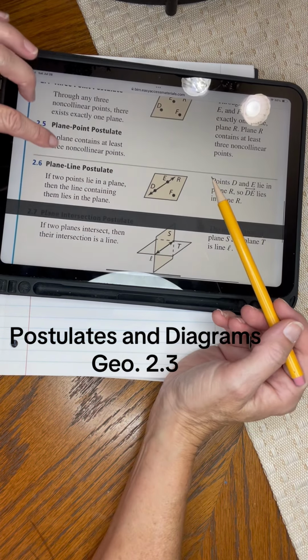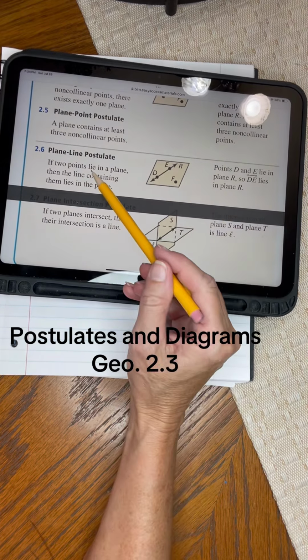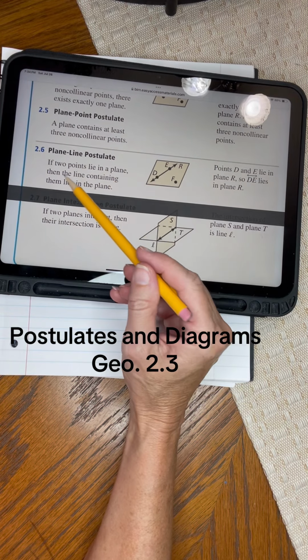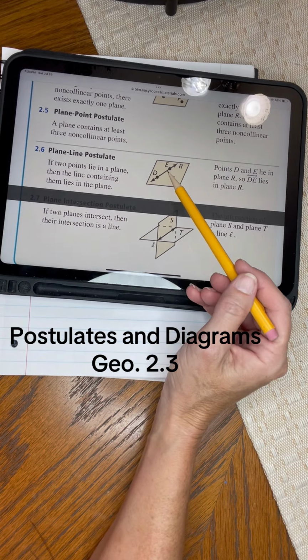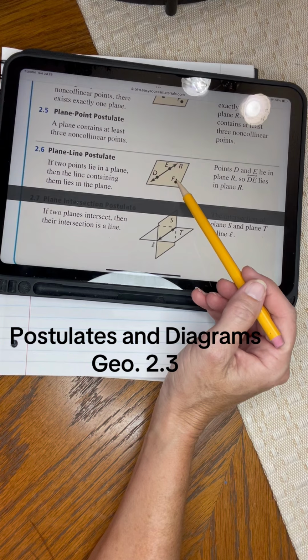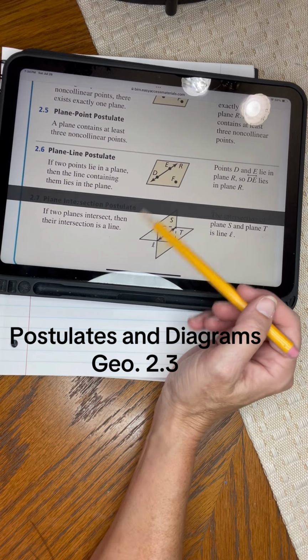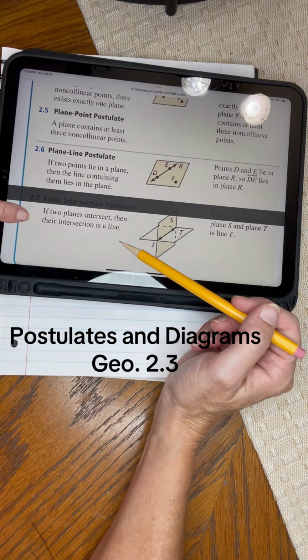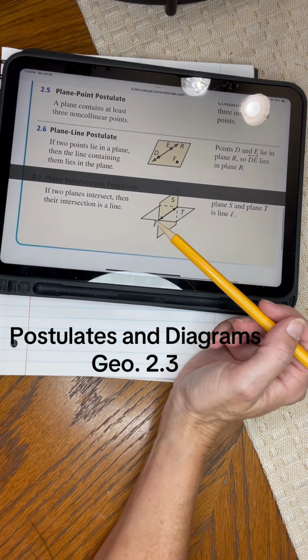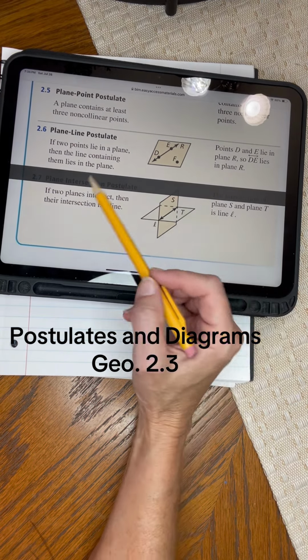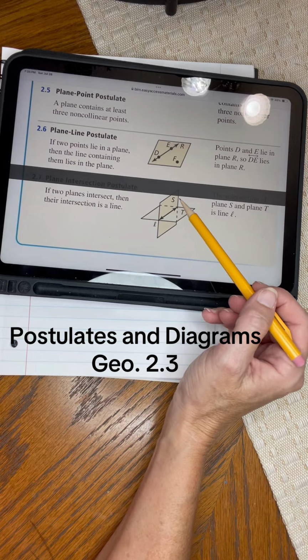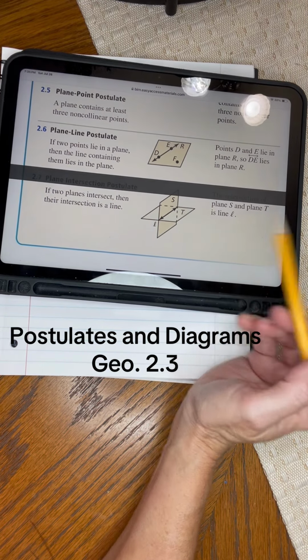Then we have the plane line postulate. If there are 2 points that lie in a plane, then the line containing them lies in the plane. So D and E lie in plane F, then line ED lies in plane F. And then you have the plane intersection postulate. I also mentioned this in chapter 1. If 2 planes intersect, then their intersection is a line.